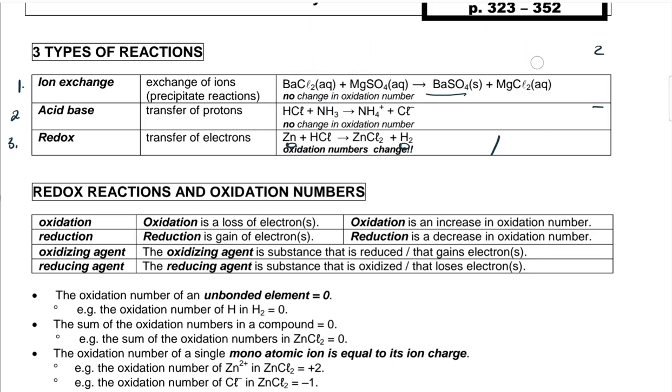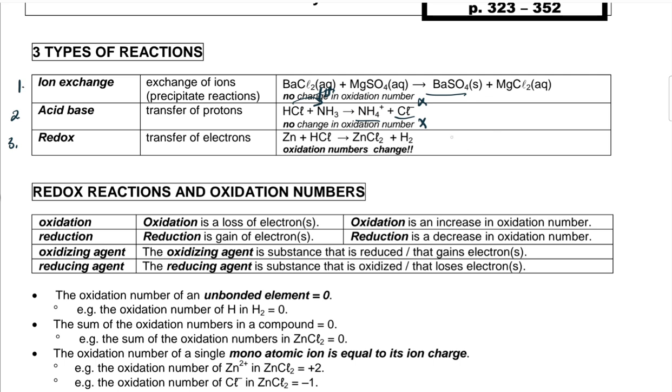So now acid base, talk about transfer of protons. This is H+. Now we transfer this H+, then we get ammonium ion, then that will be Cl-. So we can observe now there is no change in oxidation number. So this one, I'm having Zn plus HCl, ZnCl2 plus H2 there.